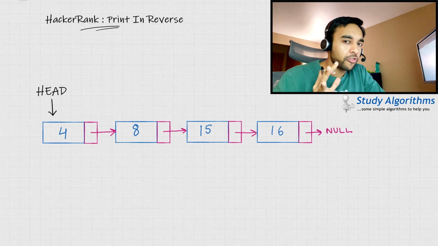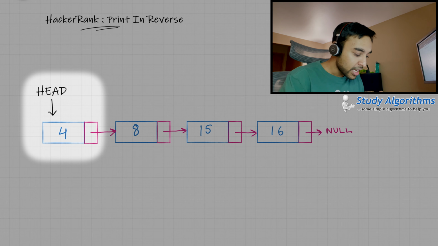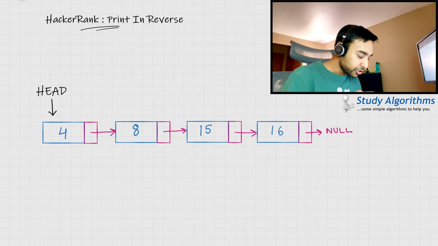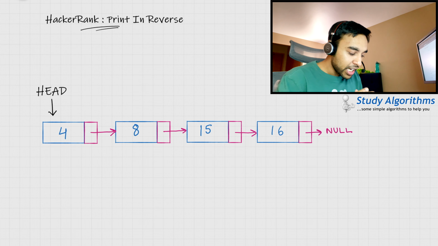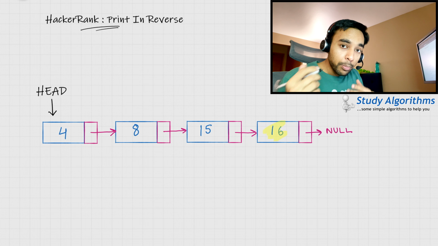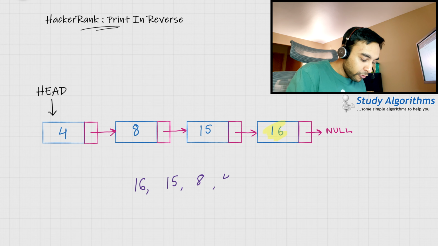Let us try to understand this problem statement first. It is pretty straightforward actually. You are given a linked list with a head pointer and you have to print this list in a reverse order. So the list is given as 4, 8, 15 and 16. The last element of this list is 16 and hence when you print out this list, the output should come as 16, 15, 8 and then 4.